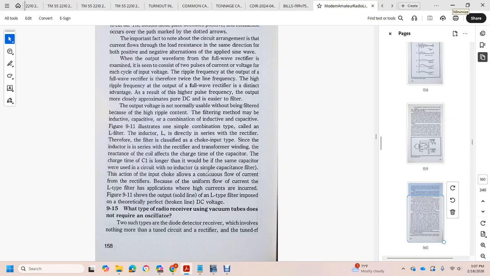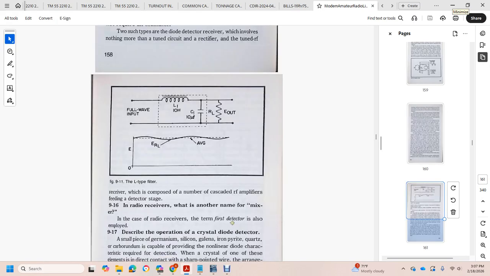What type of radio receiver uses the vacuum tube as the oscillator? Through such a diode detector, the receiver involves nothing more than the tuned shift of the rectifier with the tuned radio frequency. The receiver is composed of a number of radio frequency amplifiers with the frequency range, ending with the detector stage.